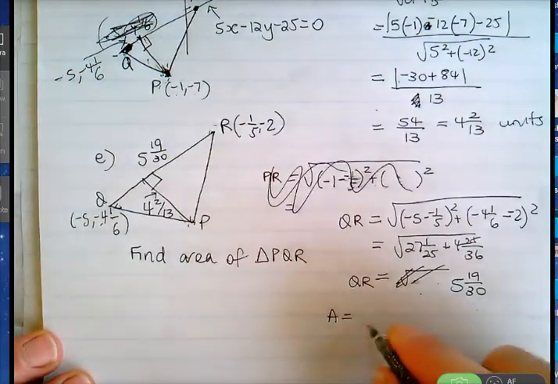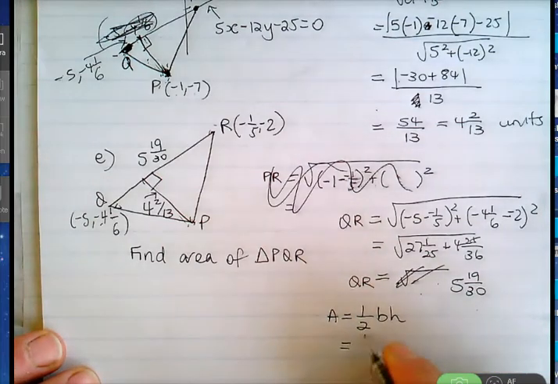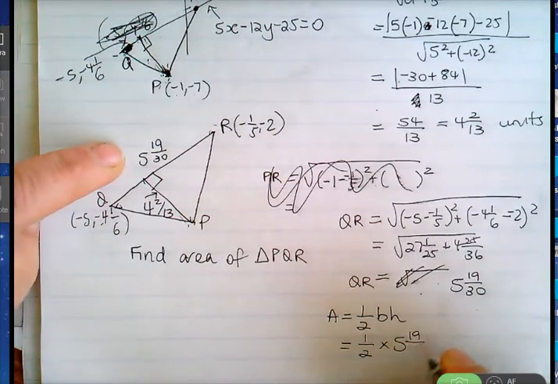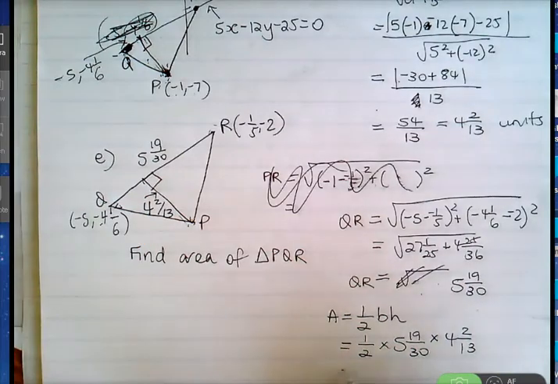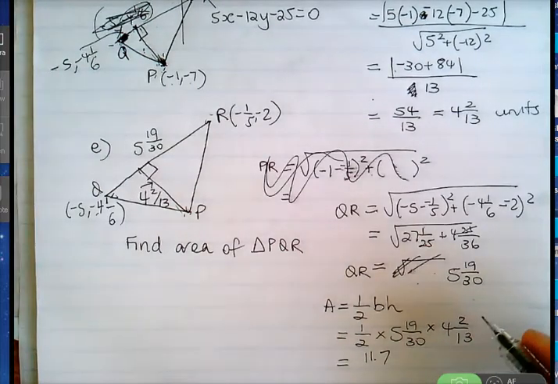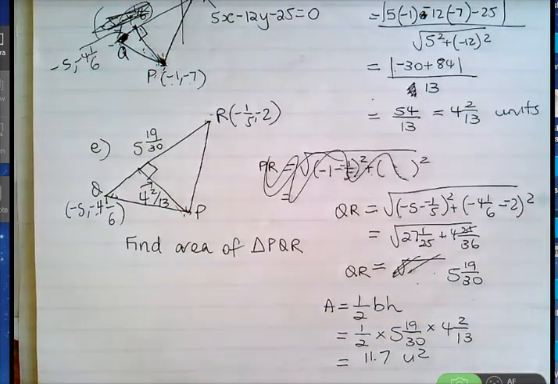Therefore, the area of the triangle is half of base times perpendicular height, which is half of, the base is 5 and 19 over 30, and the height is 4 and 2/13. And you get 11.7, exactly. Units squared. Sorry, girls, it would help to write the question down. That was triangle PQR. I should have read it correctly. Okay?